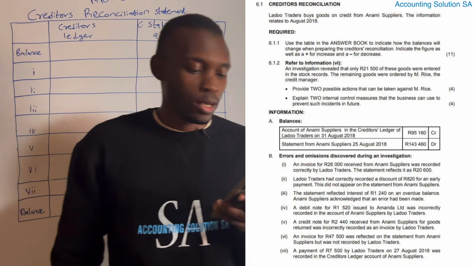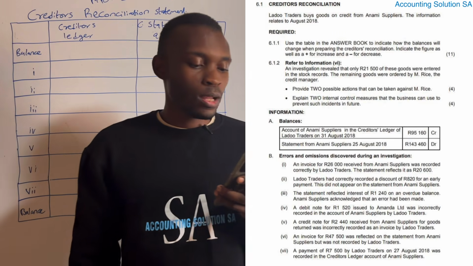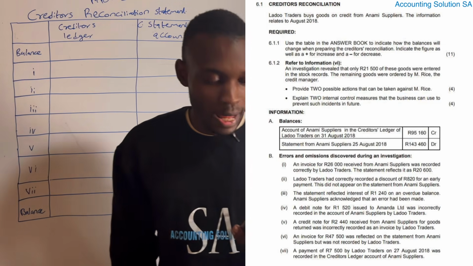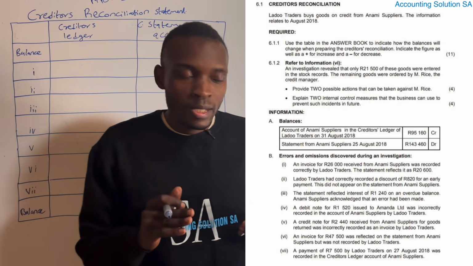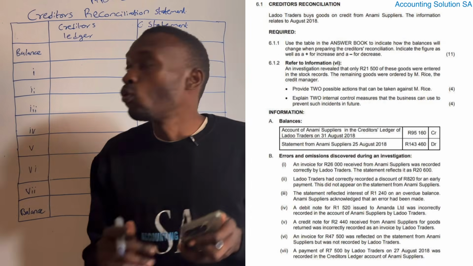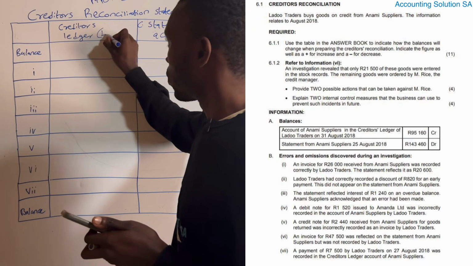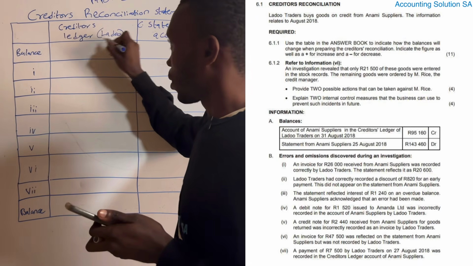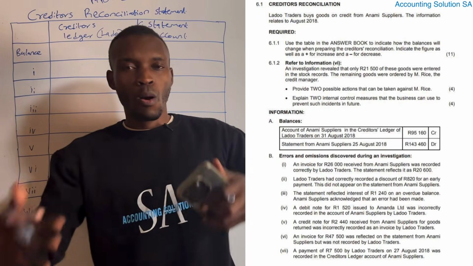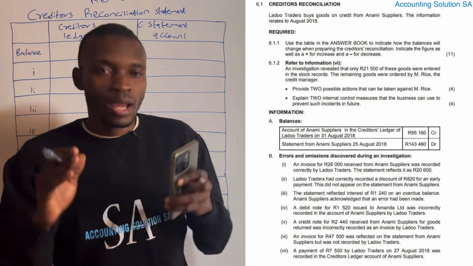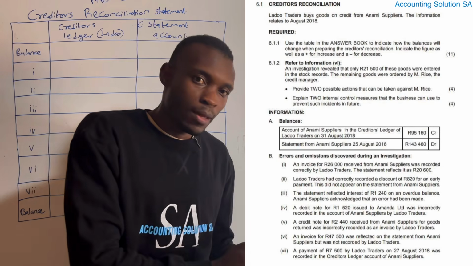A creditors reconciliation. They said Ladu Traders buy goods on credit from Anami supplier. So our business is called Ladu. Ladu will be our books. Ladu creditors ledger simply means our own book. Remember, creditors reconciliation, guys, is between us and the supplier.